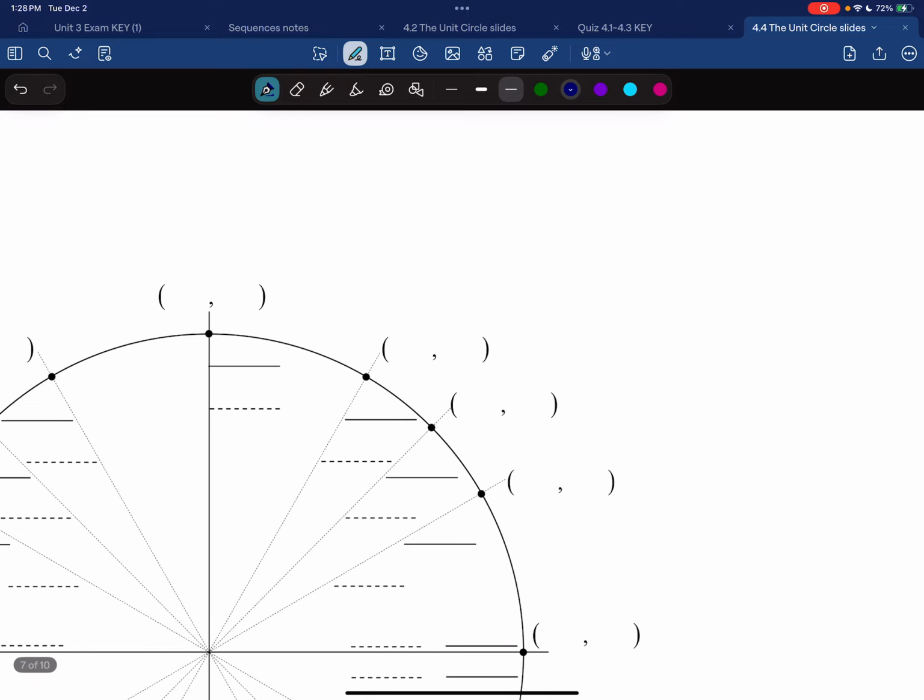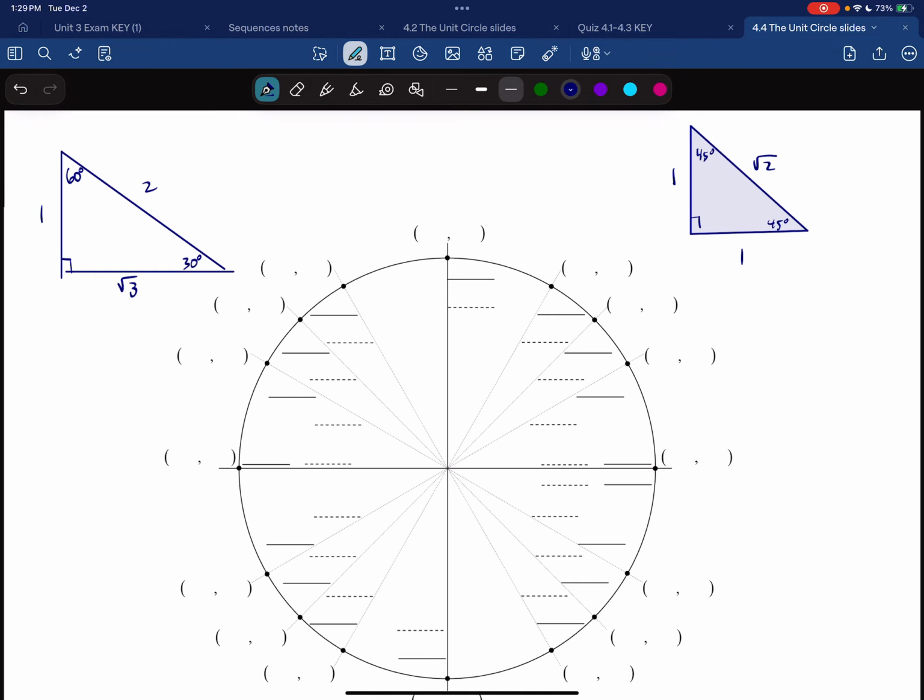And over here I'm going to put my 45, 45, 90. This one is isosceles. It's just going to help me build my unit circle. Okay, so we'll say this is 45 degrees, and this is 45 degrees, and this is 90, and 45, 45, 90 goes 1, 1, root 2. We're going to use those to help us construct our unit circle.